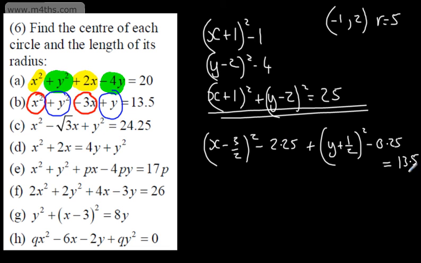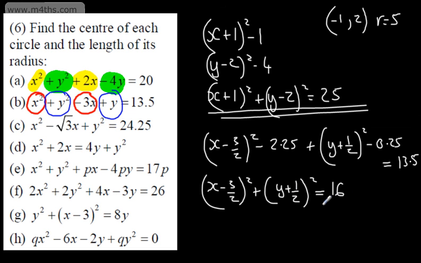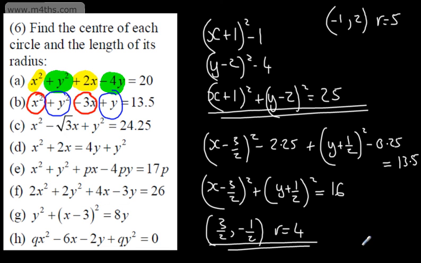What's that give me? 2.5, adding that on, so we'll have x minus 3 over 2 all squared plus y plus 1/2 all squared is equal to 16. This now gives us a centre of 3 over 2, comma, -1/2, and a radius of 4 units. And we've done that one. So hopefully it's making a bit of sense, and it's relatively logical.